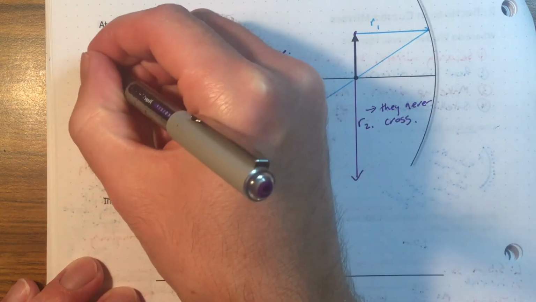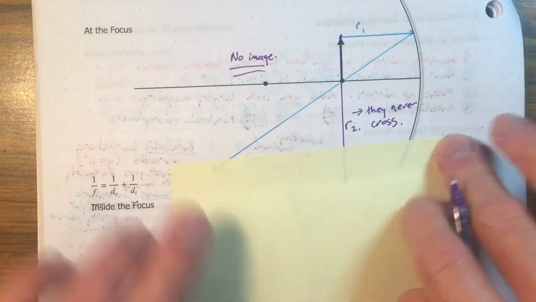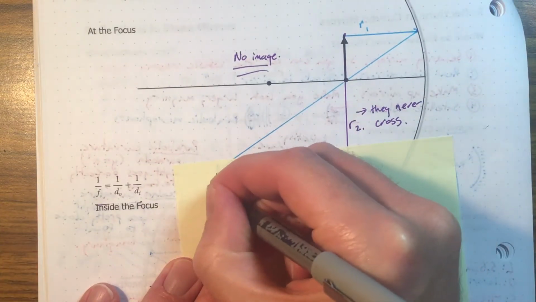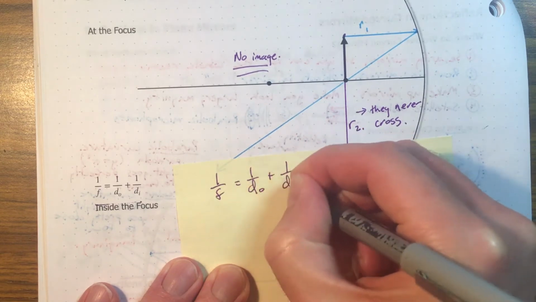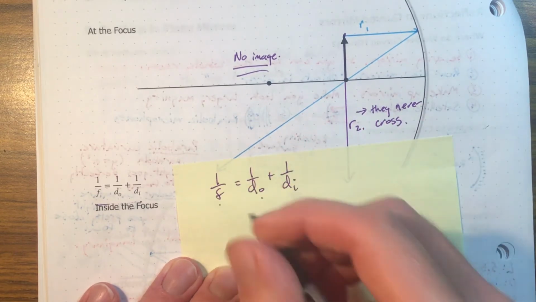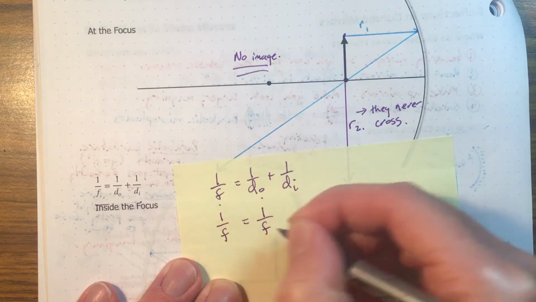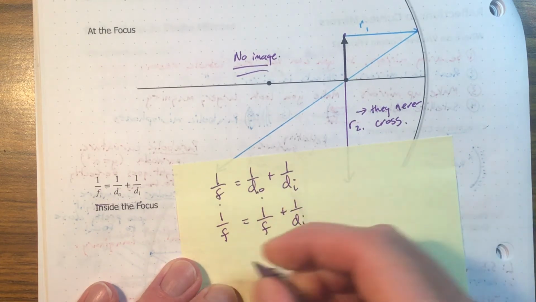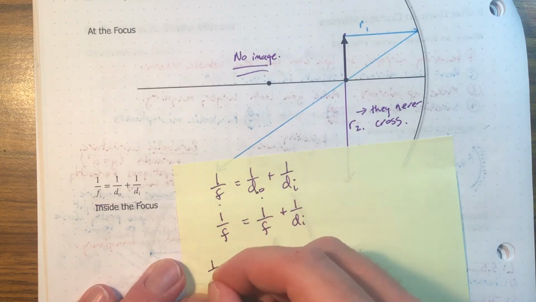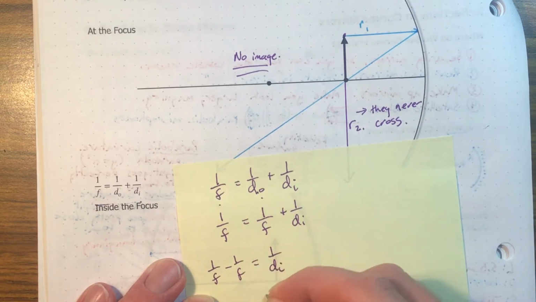So if we write this formula up, let's look at the math here. 1 over the focus is equal to 1 over the distance to the object plus 1 over the distance to the image. Now the object is at the focus, so 1 over the focus is equal to 1 over the focus, because they're the same thing, right? Plus 1 over the distance to the image. Subtract 1 over the focus minus 1 over the focus is equal to 1 over the distance to the image. 0 is equal to 1 over the distance to the image.